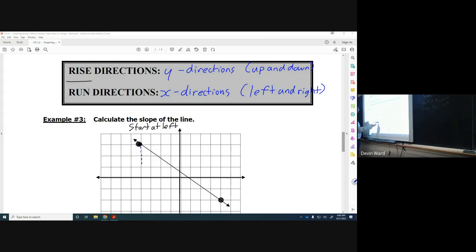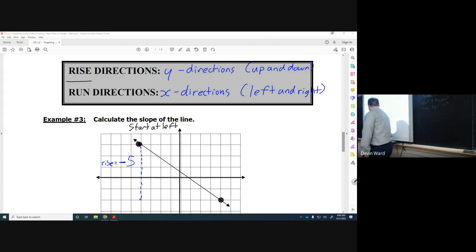So I'm going down to here. Okay, so my rise is 5. 1, 2, 3, 4, 5. Good, but is it positive or negative 5? Negative. Perfect. Whenever you go down, you get a negative rise. So my rise will be negative 5.